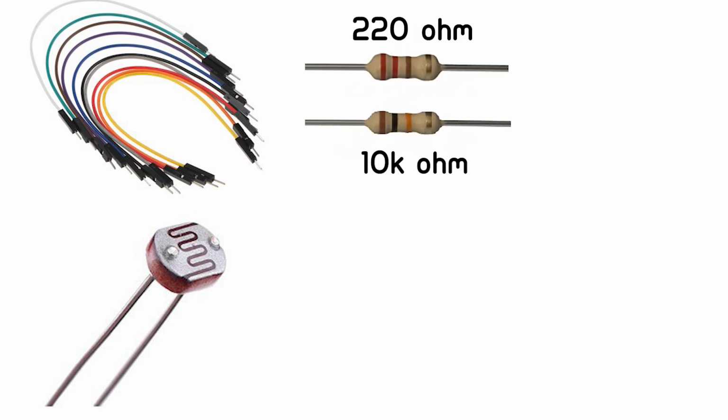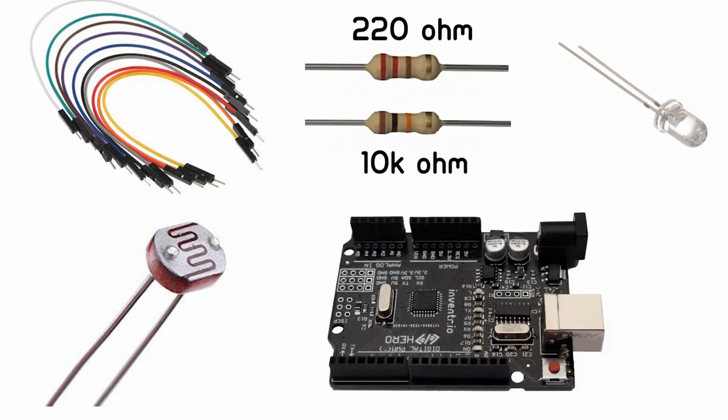What you will need for this module is a singular photoresistor, a few jumper cables, another couple resistors, and an LED, and of course the board. As for now, let's get onto the whiteboard and we can start working on the diagram.